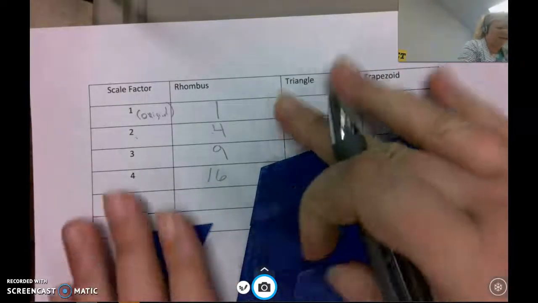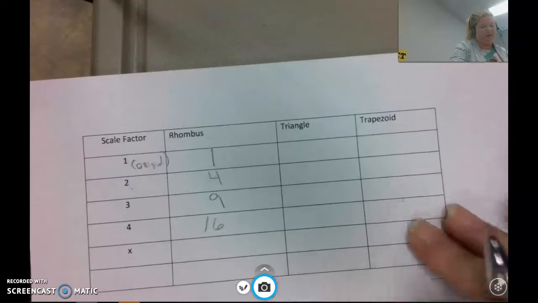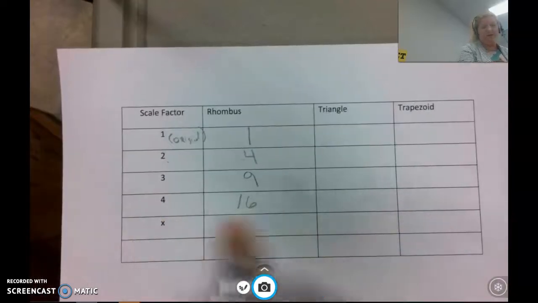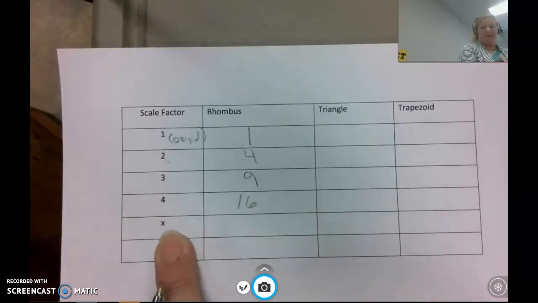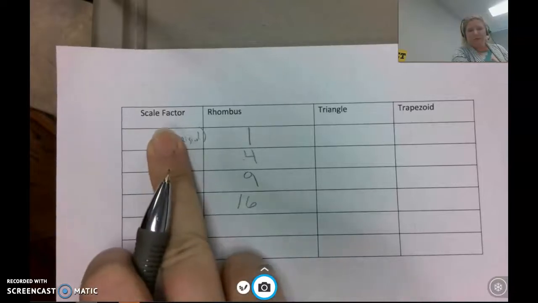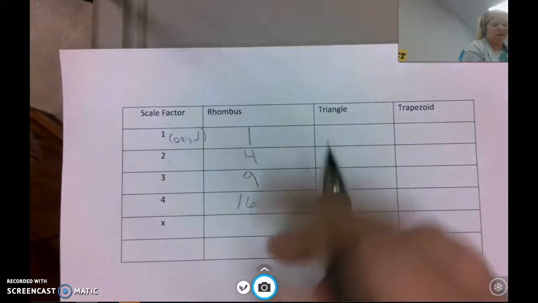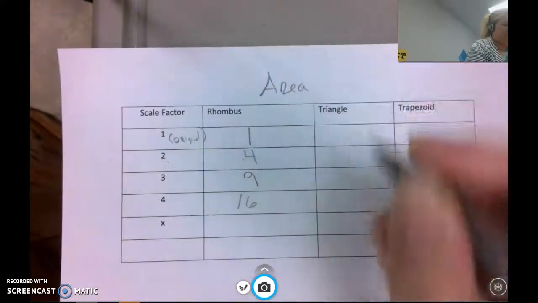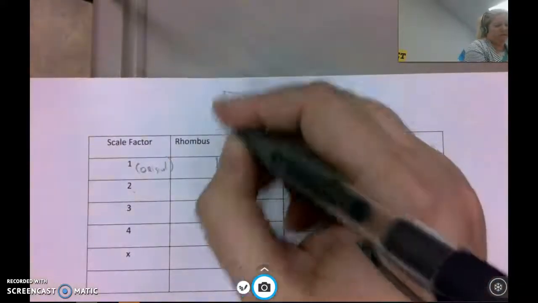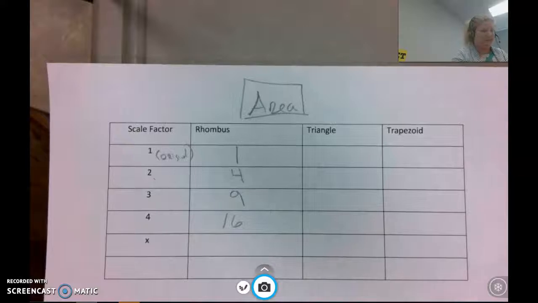Now I didn't build that, I just looked that up. So our end goal is going to be to try to determine what if the scale factor was x. In other words, how am I going from the original figure to the scaled copies regarding the area, okay?